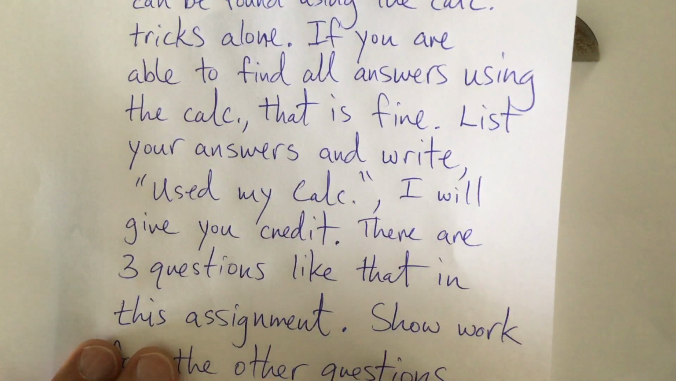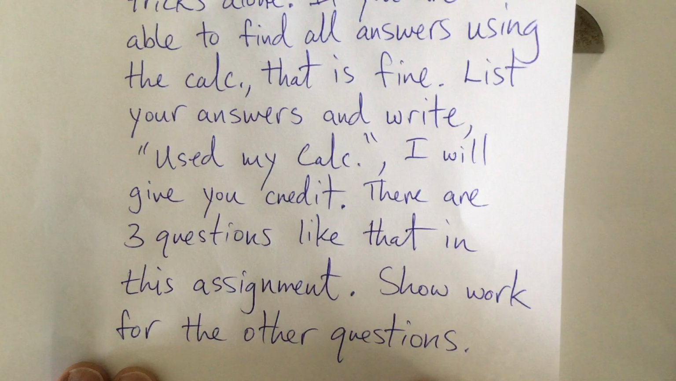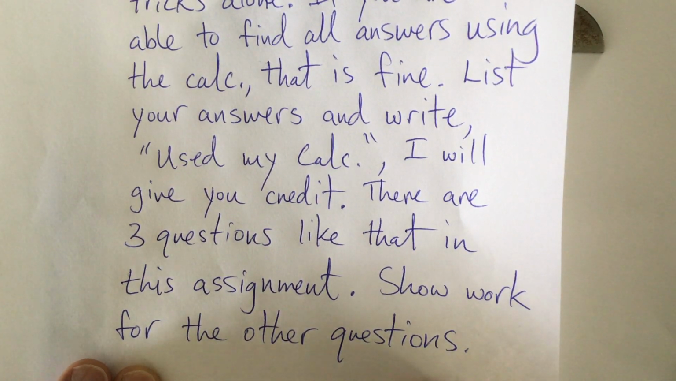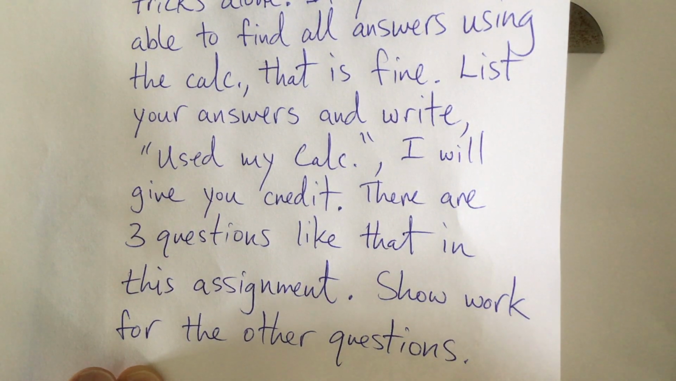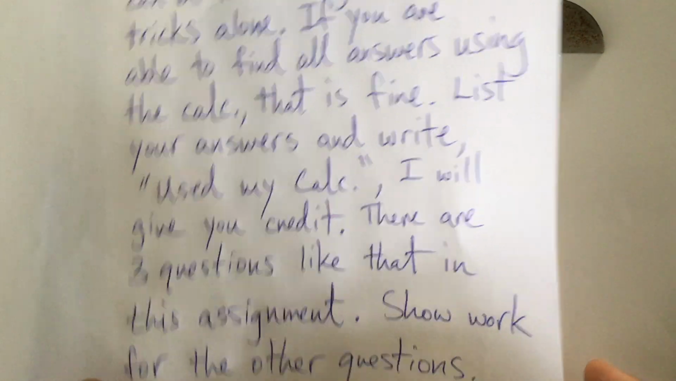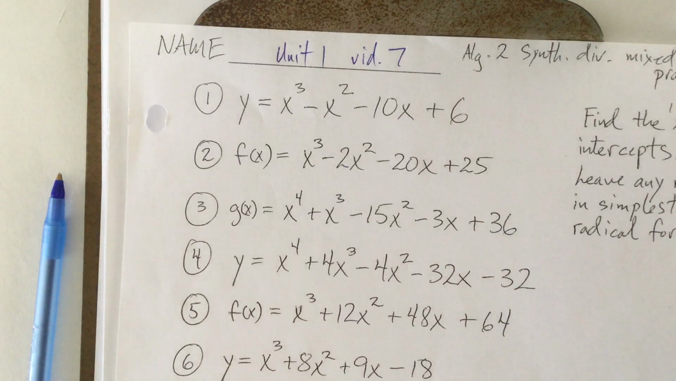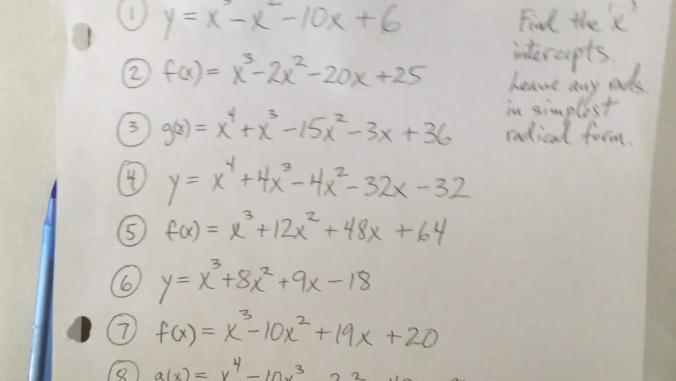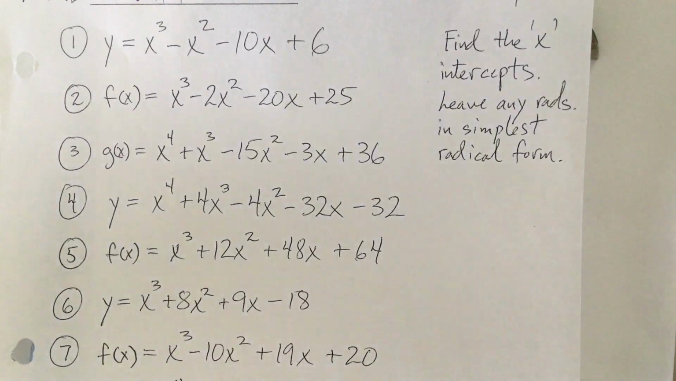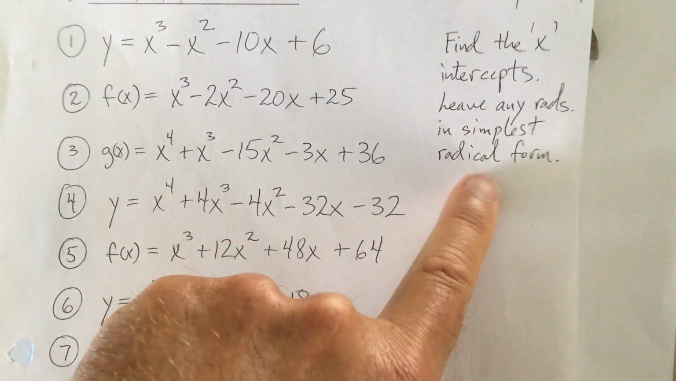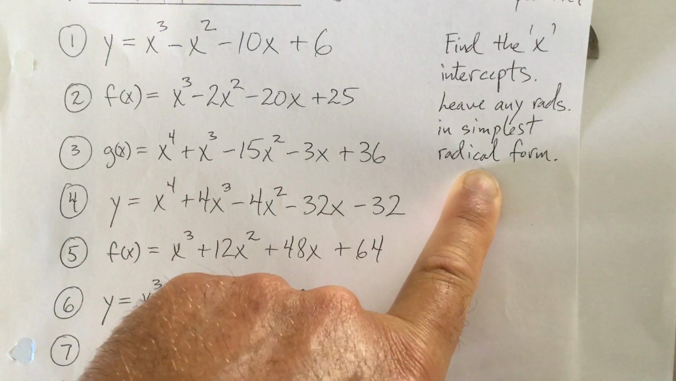There are 3 questions like that in this assignment. Show work for the other questions. So on 7 of the questions, you're going to have to use all the synthetic division tricks, etc. But on 3 of these, if you know how to use the calculator well enough, based on what I've shown you, you can solve these 3 questions just by using the calculator. So what does it say? It says, find the x-intercepts, leave any rads in simplest radical form.